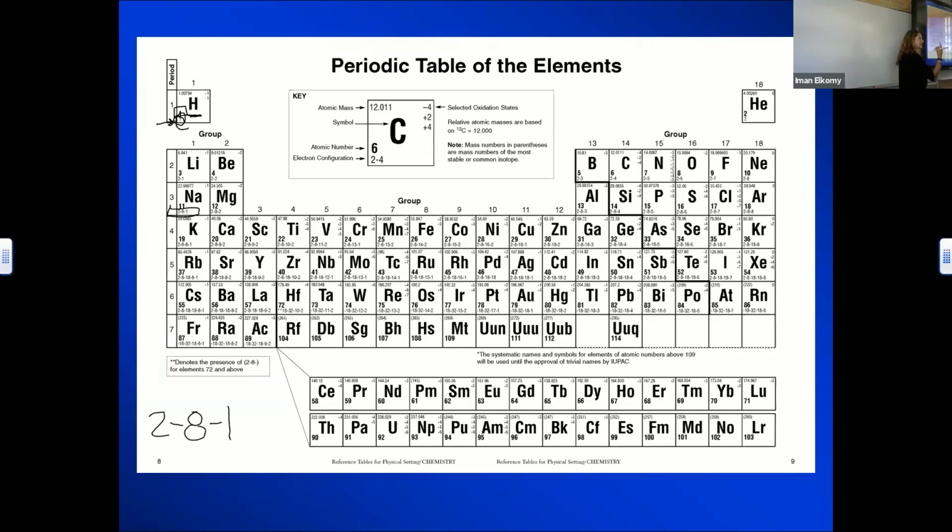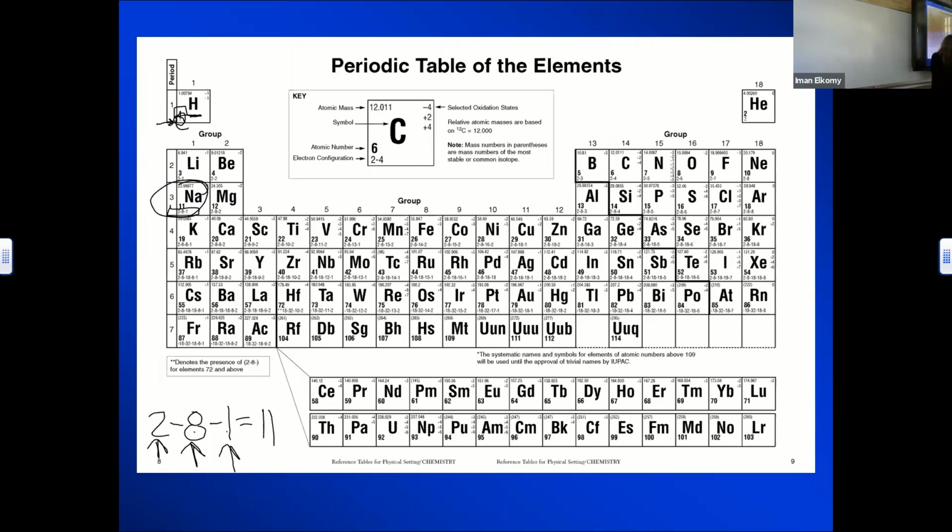That tells you that the first valence, the first ring, has 2 electrons. The second one has 8, and then the third one just has 1. If you add all these numbers, 8 plus 2 is 10, plus 1 is 11. That's the total number of electrons that are around an element of sodium. Does that make sense? Okay.